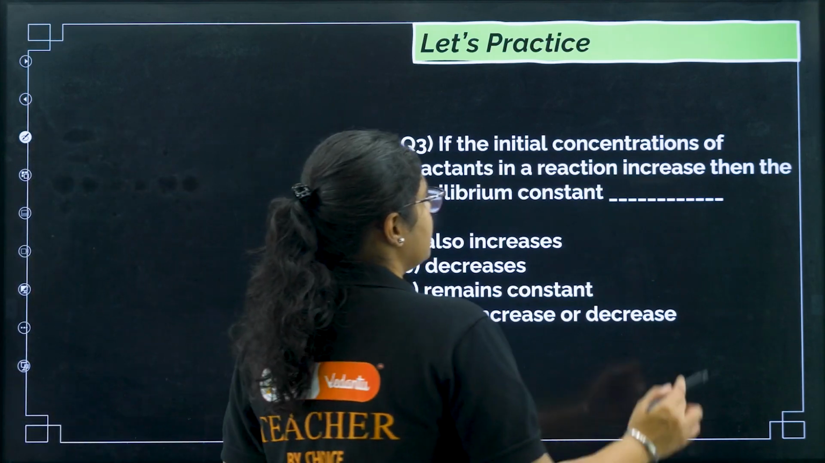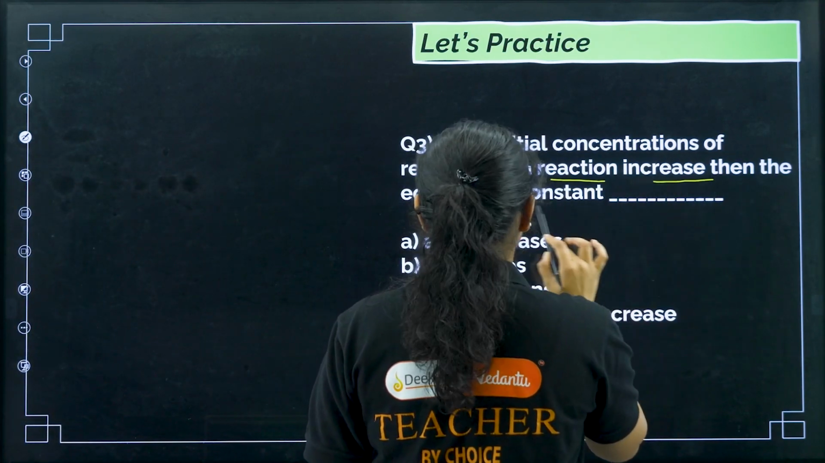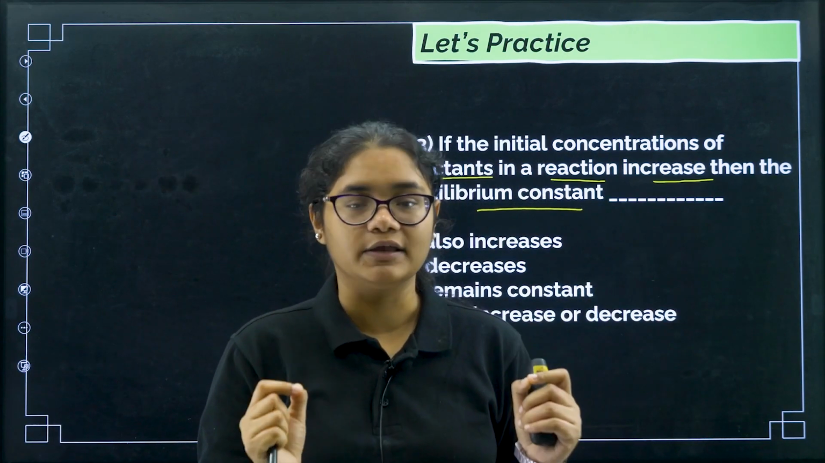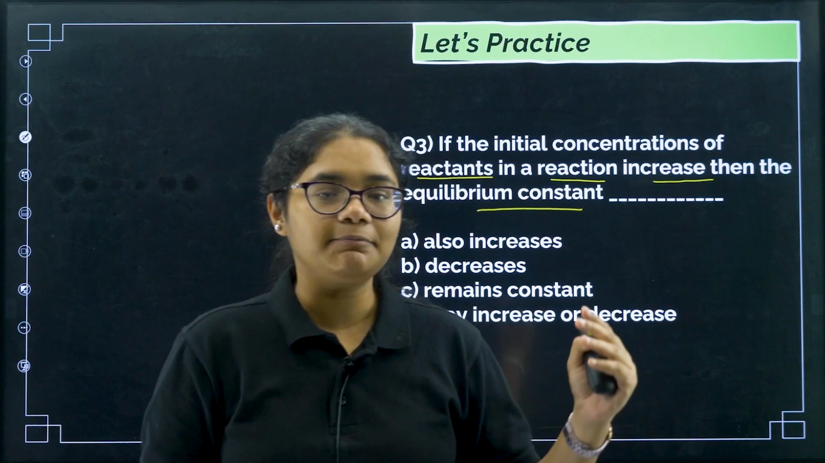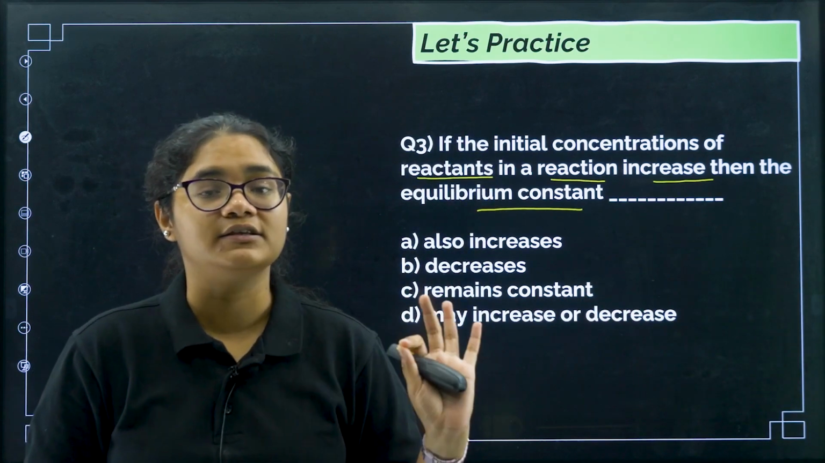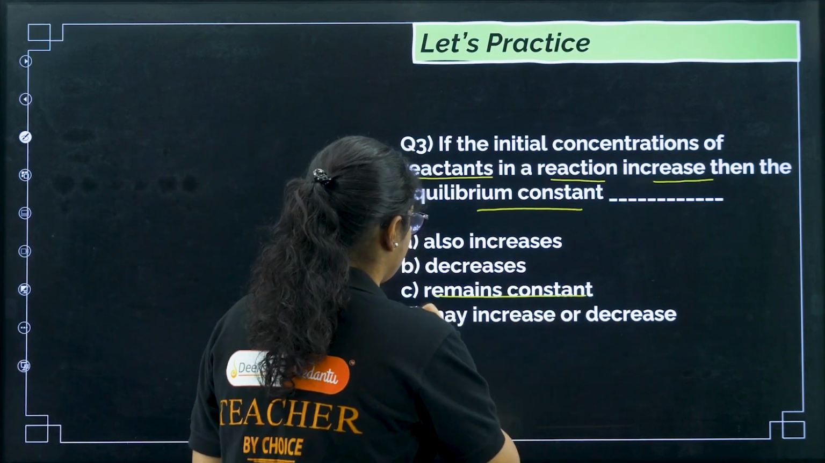Next, question number 3: if the initial concentration of reactants in a reaction increases, then the equilibrium constant... We have discussed that the equilibrium constant is independent of the initial concentration. It doesn't depend on the initial concentration, so it will still remain constant.